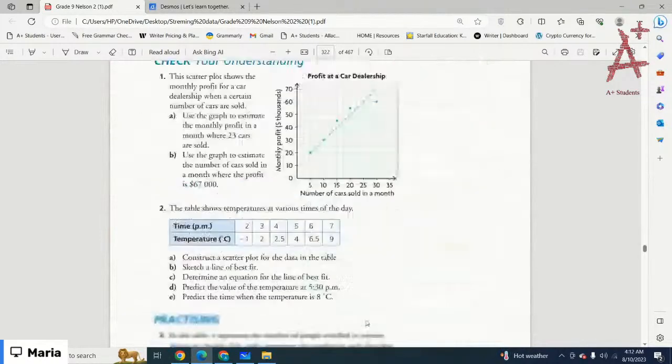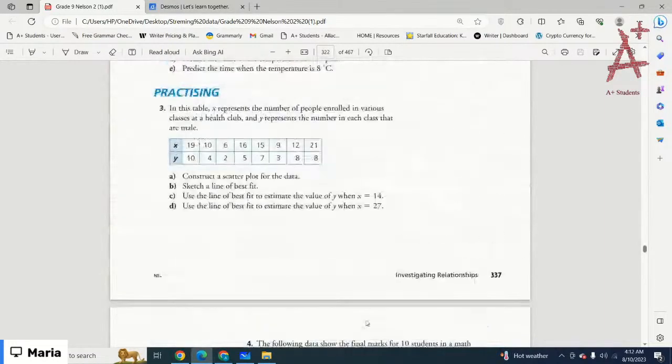Let's just start with the practice questions. Let's see question number 3. In this table, x represents the number of people enrolled in various classes at a health club, and y represents the number in each class that are male. Construct a scatter plot.